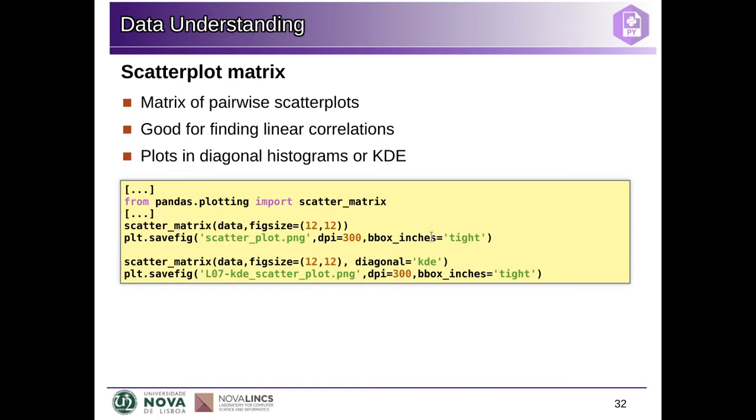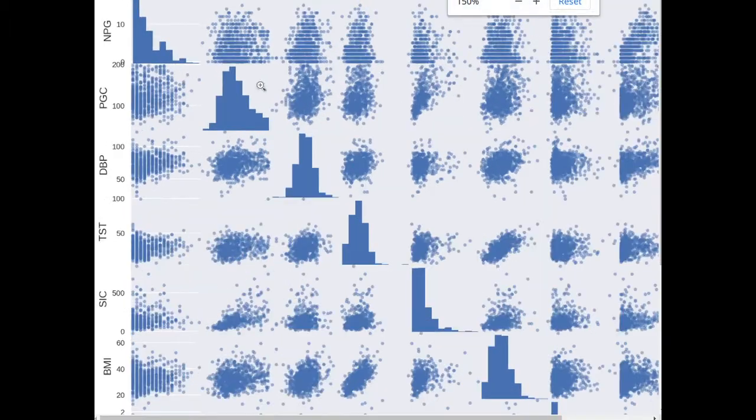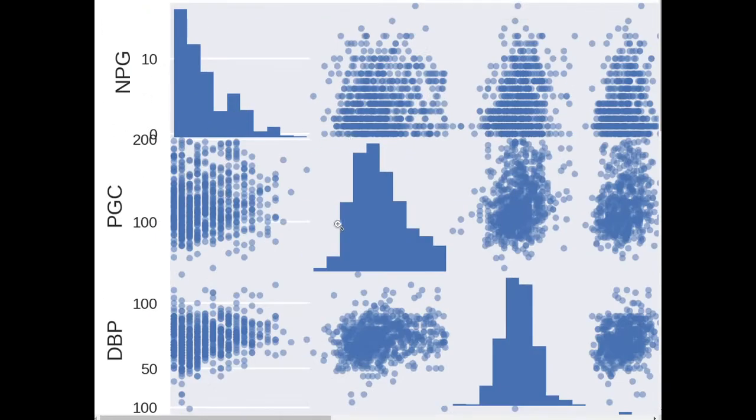So we can use it with a kernel density estimation in the diagonal, or by default it's a histogram in the diagonal. So basically you call the scatter matrix with your data frame, and it will do all the combinations of columns you have there, and it will build something like this. So here you can see, let's see if we can do it like this. You can see for each pair of columns, the scatter plot of combining one with the other.